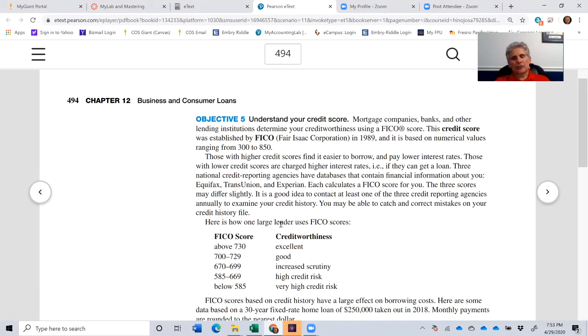Generally speaking, though, if we're just talking about the rule of thumb, if your credit score is 730 or better, then you'll be considered to have excellent creditworthiness, and so you're going to be offered the best interest rates.